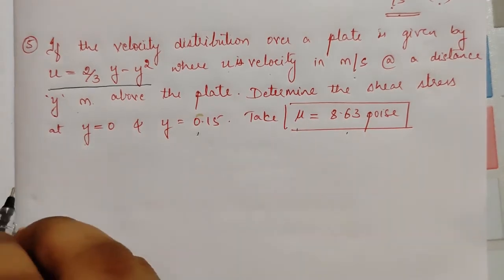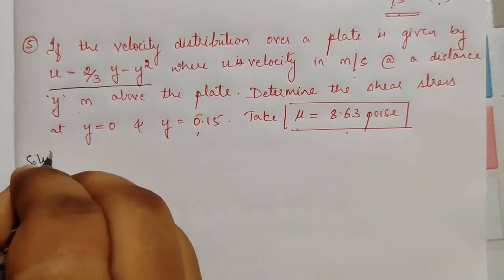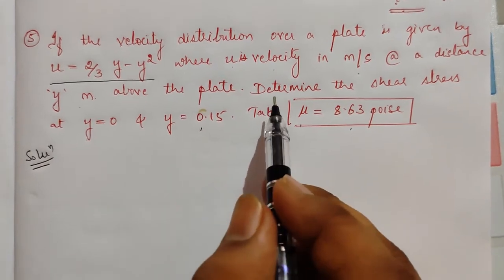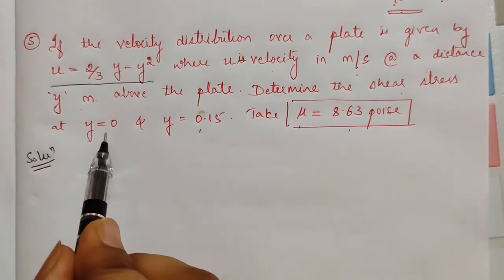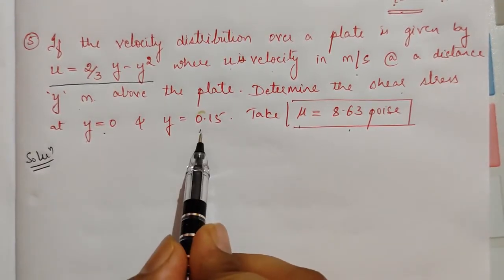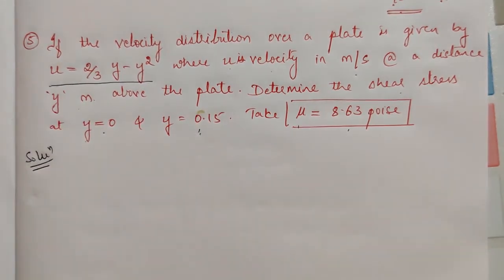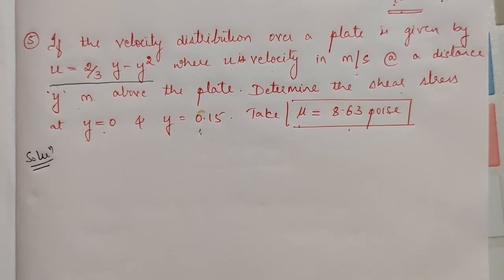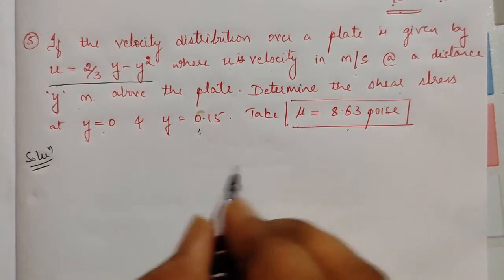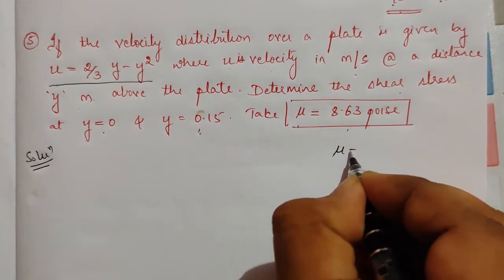So now what we have to do, we have to find the solution. That is, we have to find what? We have to find the shear stress at y equal to 0 and y equal to 0.15. Here the velocity is given in terms of what? In terms of an equation. Don't worry that an equation is given. Whatever it is given, we will take that. So they have given that mu is equal to what?